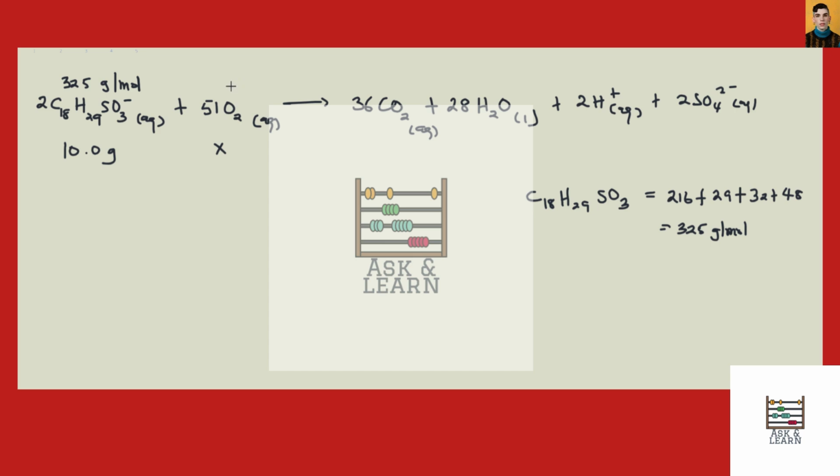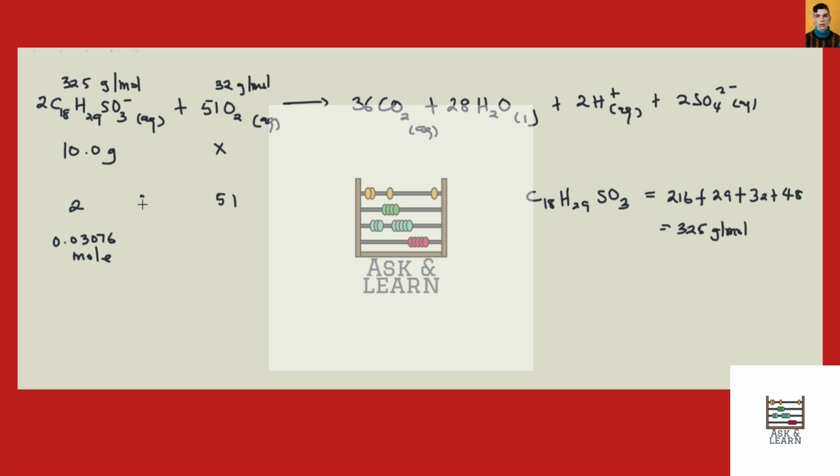And oxygen we know to be 32, because 2 times 16 will give us 32 grams per mole. So from this equation, the mole ratio of the reaction is 2 to 51. So the number of moles of this 10.0 grams will be what? That will be 10 divided by 325. So the number of moles will be 0.03076 mole.